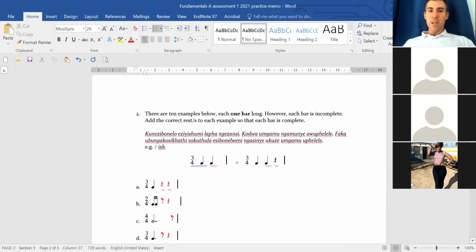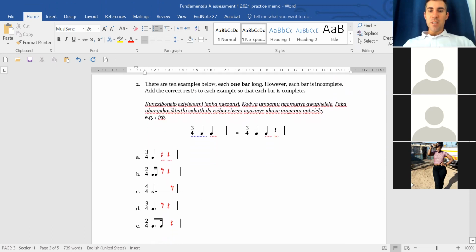Now this next one, a lot of people struggle with this one. It says there are 10 examples below, each 1 bar long. However, each bar is incomplete. Add the correct rest or rests, so it could be 1 rest or 2, to each example so that each bar is complete. And it gives you an example here.